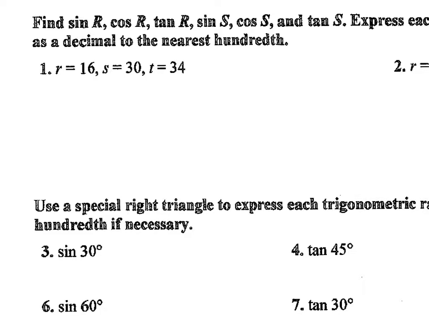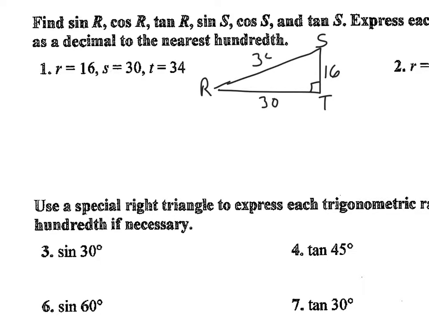So this is a review. Let me draw the triangle. It's a right triangle. Instead of the R, this is R, so that is 16. Across from the S is 30, and across from the T is 34. They asked me for sine of R, cosine of R, and tangent of R.